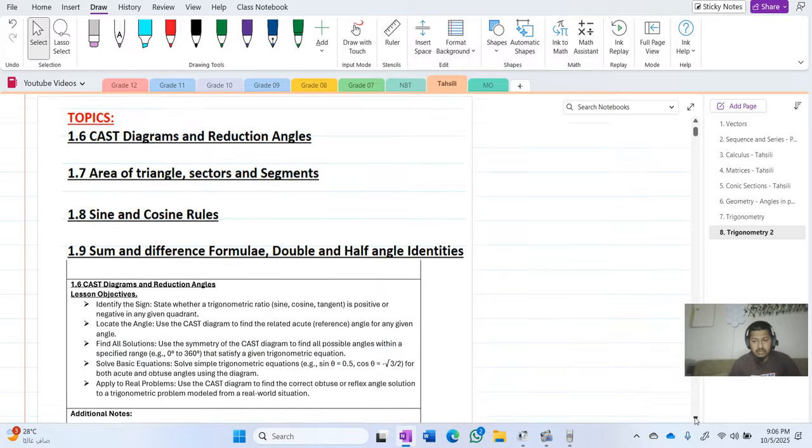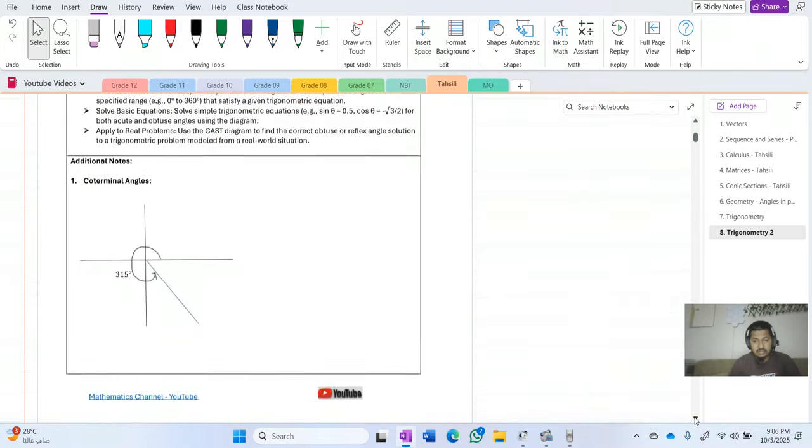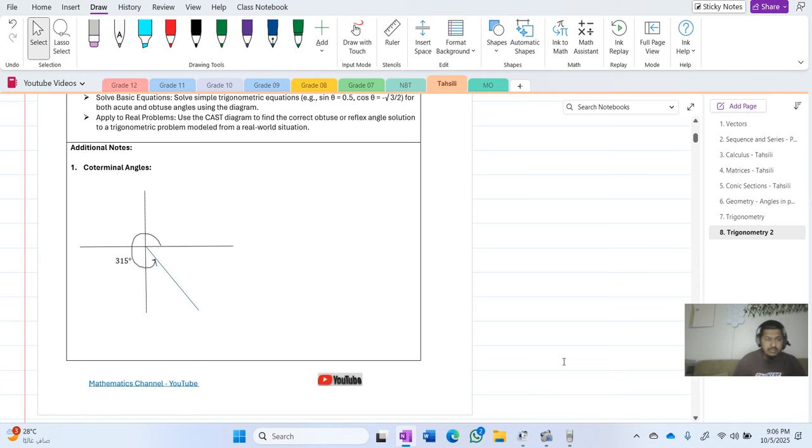So how do we reduce angles using the cast diagram? First we learn about coterminal angles. What are coterminal angles? Suppose that we have an angle which is 315 degrees. Other methods to represent this angle will be, if you're going in the anti-clockwise direction starting from the x-axis, you always start from the x-axis and touch where the angle ends, in other words where the radius line ends. So this is 315 degrees.